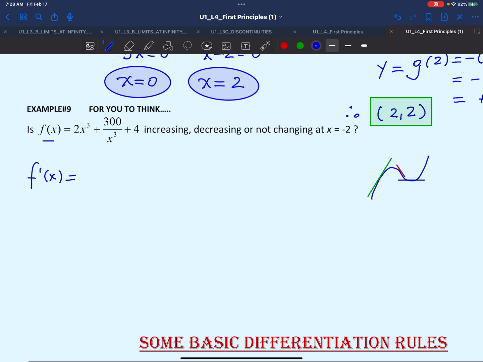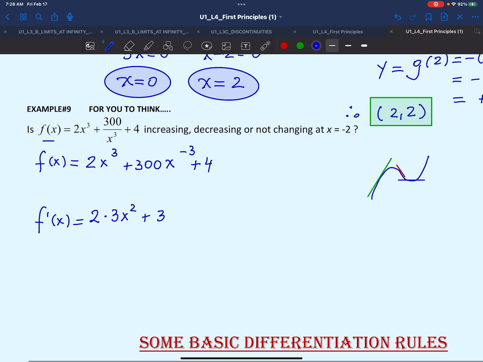Now, since this function has x in the denominator, and we only know the power rule so far, what we're going to do is first rewrite the function f of x with all the terms in power form. So we have 300, x will come to the numerator, with the power negative 3, plus 4. So the derivative will be 2 times 3x squared plus 300 times negative 3x to the power negative 4. And we know the derivative of 4 is 0, so we don't need to write that. So f prime x equals 6x squared minus 900 divided by x to the power of 4.